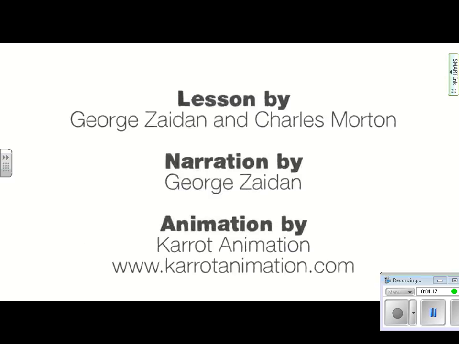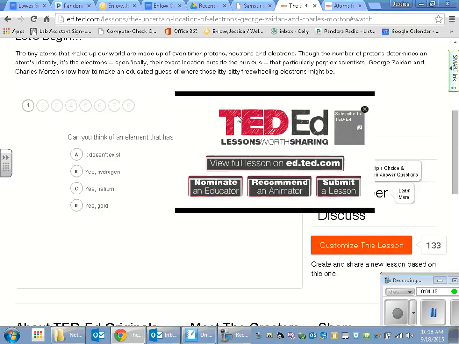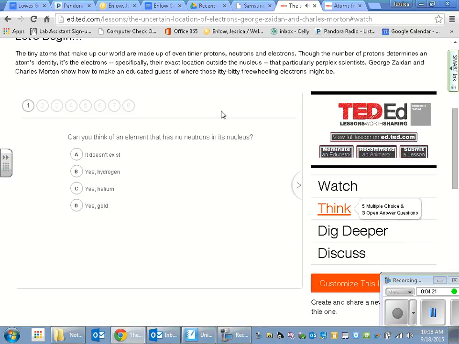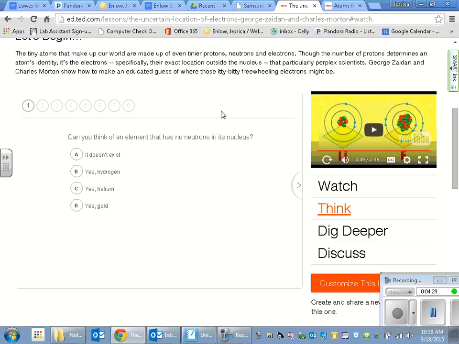Okay. So that was pretty good on where the electrons are and where they exist. Can you think of an element that has no neutrons in its nucleus? No neutrons in its nucleus.